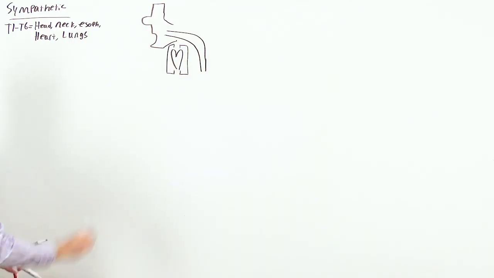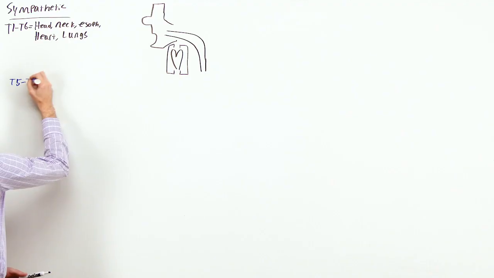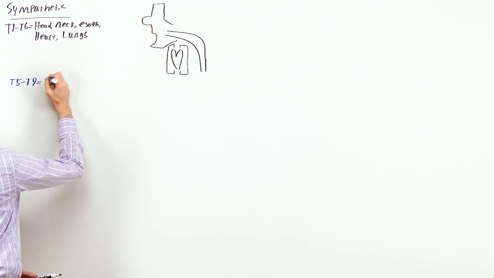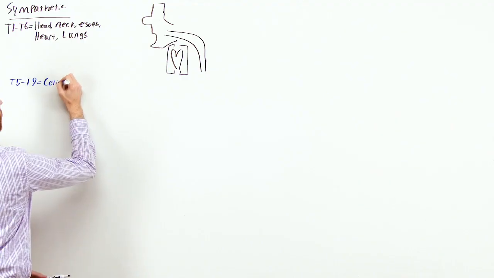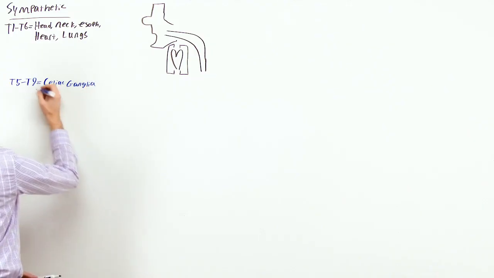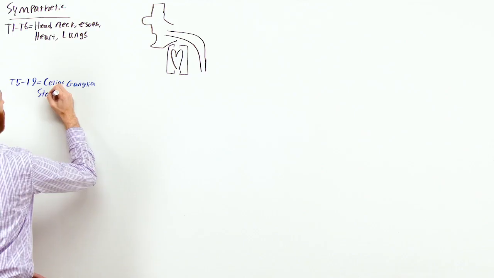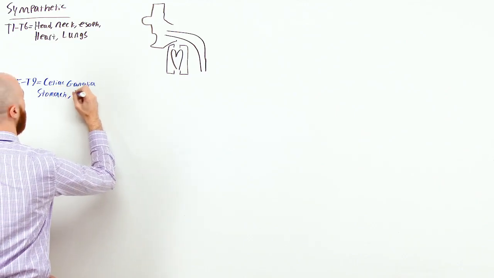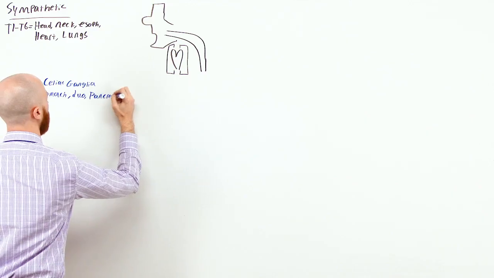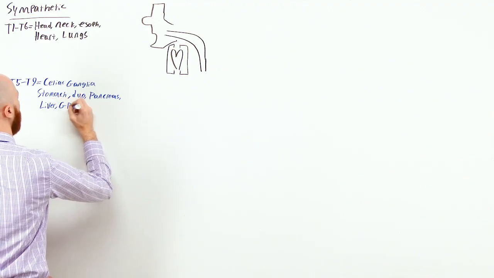So the next level is going to be T5 through T9. When you think of a ganglia here, think of the celiac ganglia. The organs that are going to be innervated for this level include the stomach, duodenum, the pancreas, the liver, the gallbladder, and the spleen.